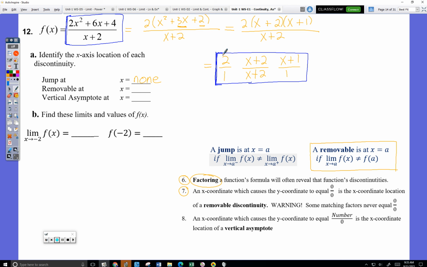Okay, so we're trying to look for removables. Item number 7 says you get a removable at any x coordinate where the y coordinate will become 0 divided by 0. So raise your hand if you can tell me. This is my formula for finding the y coordinate. Raise your hand, please. Is there an x value which will make that blue box become 0 divided by 0? Looking for an x value which will make that become 0 divided by 0. Lots of people looking, but only a few people raising their hand. That's a little better.